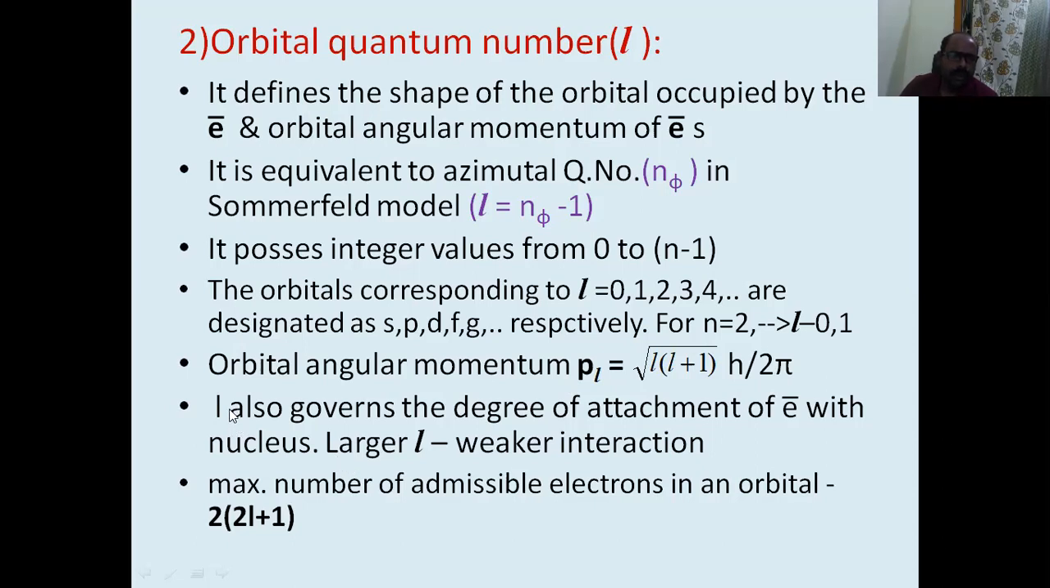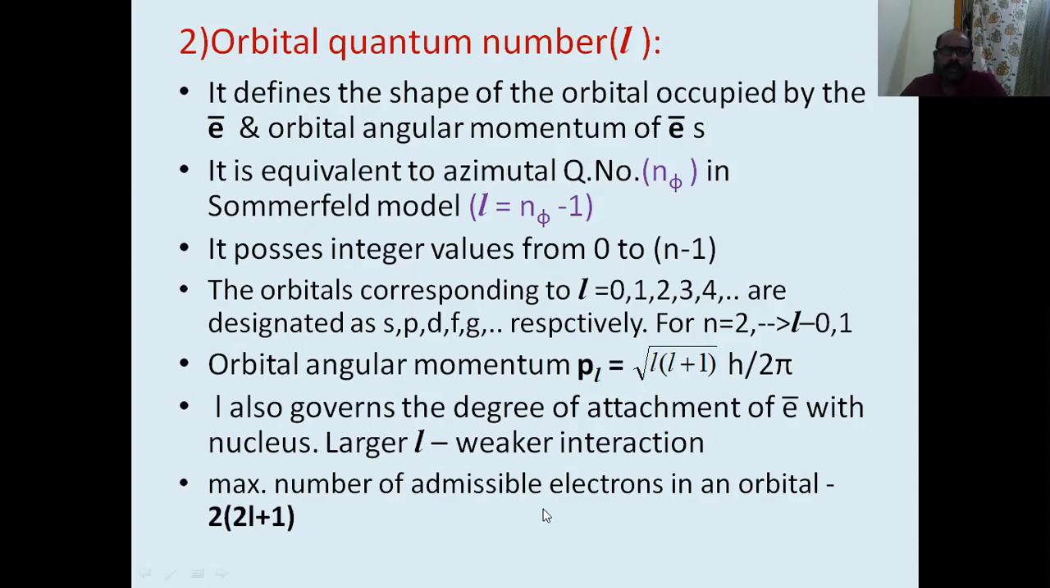It also governs the degree of attachment of the electron with the nucleus. Indirectly, it gives how strongly the electron is attached to the nucleus. The larger the L value, the weaker is the association or interaction. So the larger the L value, the weaker the interaction between electron and nucleus. The smaller the L value, the stronger the interaction between electron and nucleus.